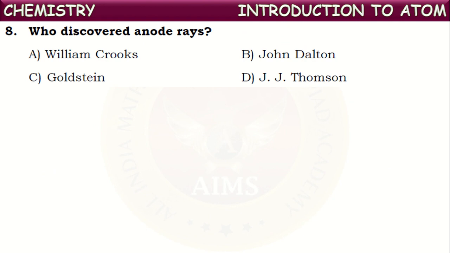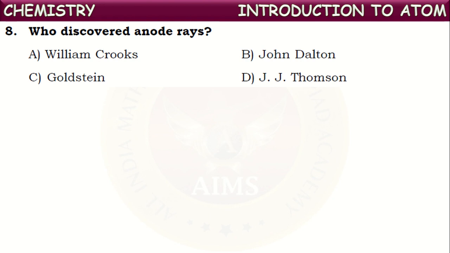Who discovered anode rays? After the discovery of cathode rays, one doubt arose. Atoms are neutral, but they consist of negatively charged cathode ray particles inside. So as they have negatively charged particles, they should also contain some positively charged particles to counterbalance the negative charge of these cathode ray particles or electrons. This doubt led to the discovery of anode rays.